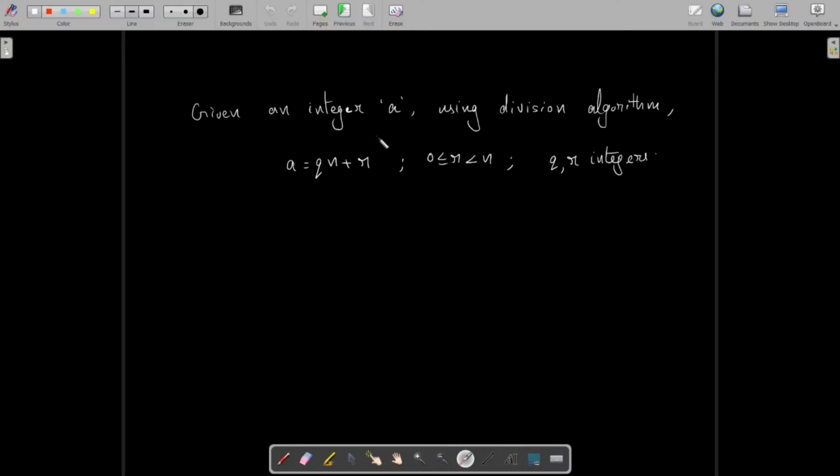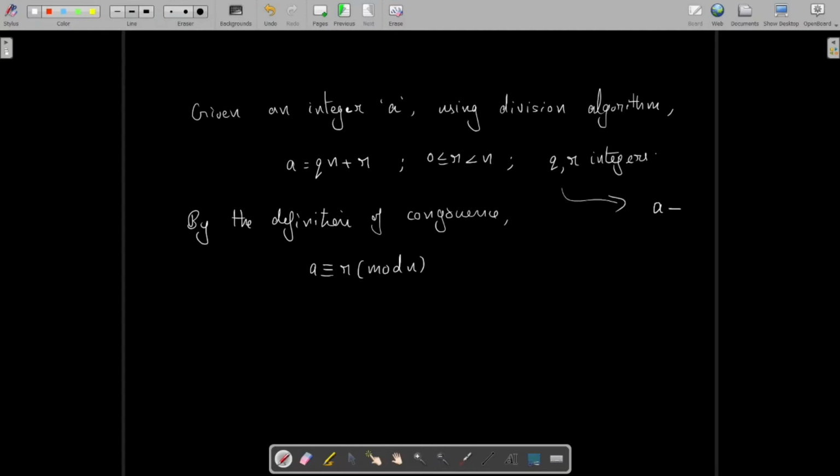Now, given an integer a, using the division algorithm, there exist integers q and r satisfying the relation a equals qn plus r, where the remainder r lies between 0 and n, that is, 0 less than or equal to r, strictly less than n. Here, by the definition of congruence, we may write a is congruent to r mod n, because from here a minus r equals q times n, which is a multiple of n. Therefore, a is congruent to r mod n.